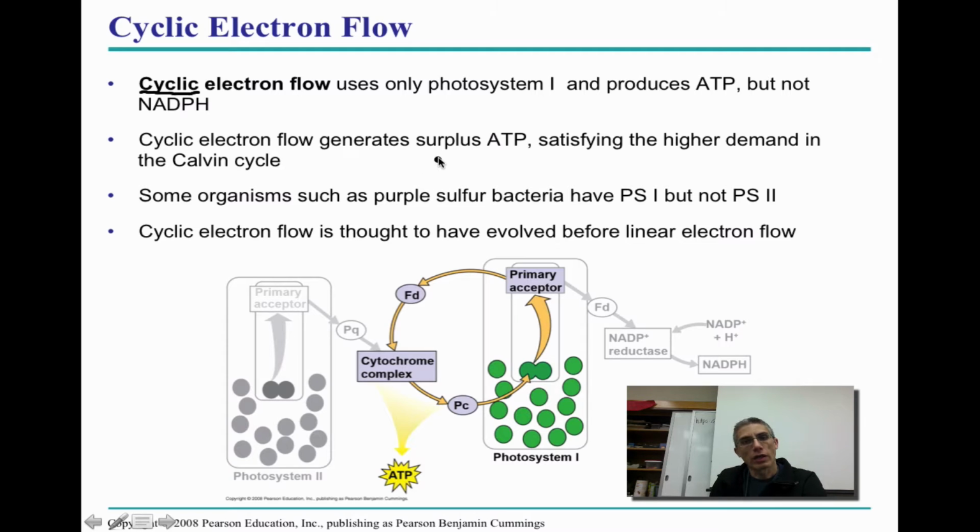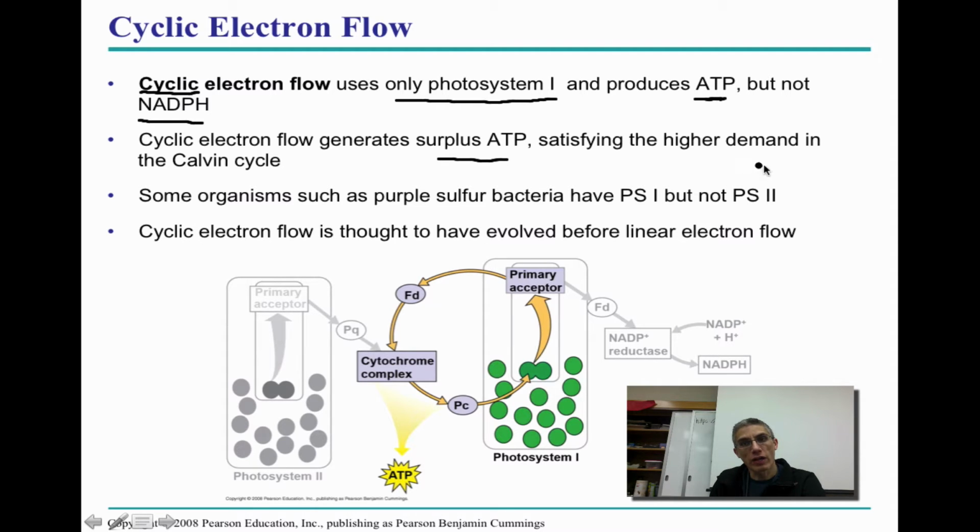And there's not really a lot of organisms on this planet that actually perform this type of electron flow. It is considered to be relatively primitive and thought to have evolved actually before linear electron flow. The big thing you want to get from this one is that it only uses photosystem 1. It produces ATP, but it does not produce the electron carrier NADPH.